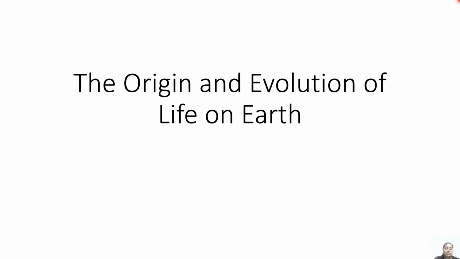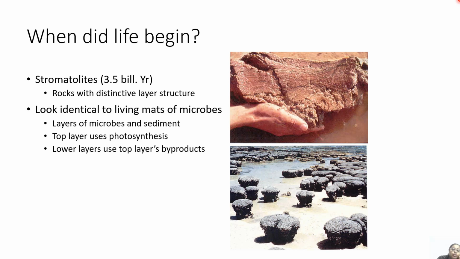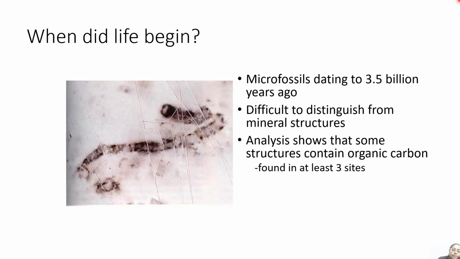Let's talk about the origin and evolution of life on Earth. So, when did life begin? Quite early in Earth's history. We cannot exactly pinpoint the time but can narrow down a time period with three lines of evidence. Stromatolites, which are basically rocks with a distinctive layer structure. They look identical to living mats of microbes, layers of microbes and sediment. The top layer uses photosynthesis, and the lower layers use the top layer's byproducts.